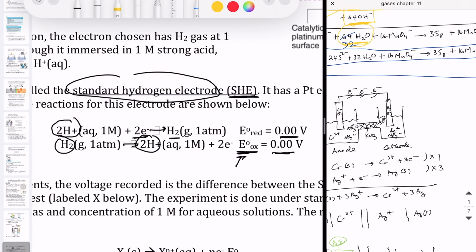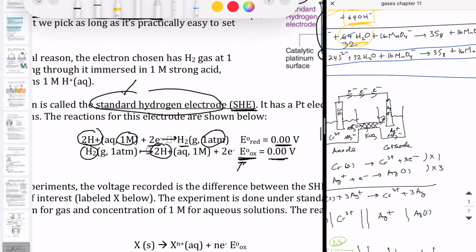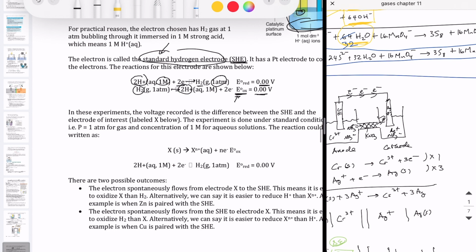That reduction half cell potential is also going to be 0 volts. I put in the actual pressure and concentration here to indicate that this is done under standard condition. Remember, standard condition requires that all gas pressures equal 1 atm, and all molarity or concentration of aqueous solution equal 1 molar.